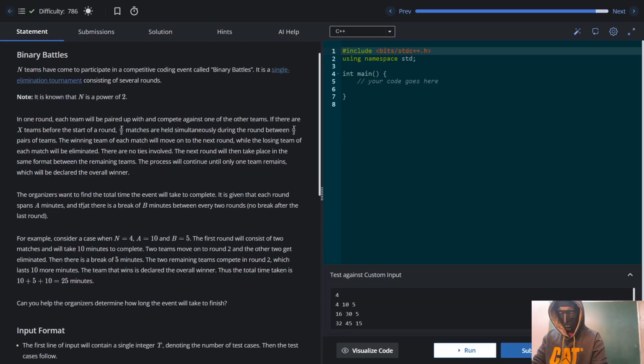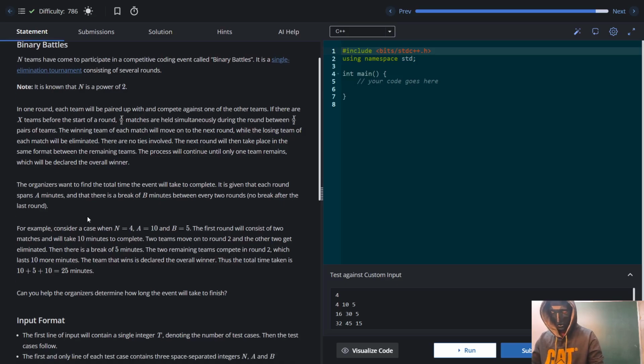That is obvious. So the organizers want to find the total time the event will take to complete. The organizer wants to know how much time the entire event will take. It is given that each round spans a minutes and there is a break of b minutes between every two rounds, no break after the last round. Since in the last round one of the teams is declared winner, they don't need to take rest.